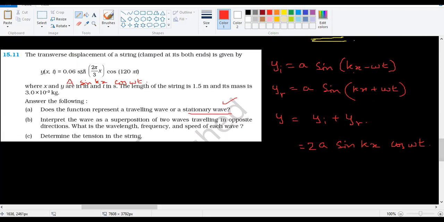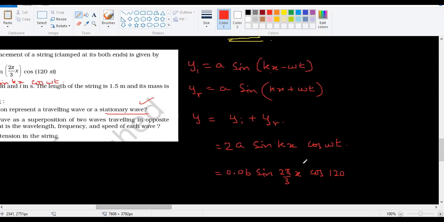So what is given here in this equation is 0.06 sine kx, where in place of k you have 2 pi by 3, times cos 120 pi t. So in place of k, you have this. In place of omega, you have this. In place of 2A, you have this. Which means you can say the amplitude is equal to 0.03 meters.